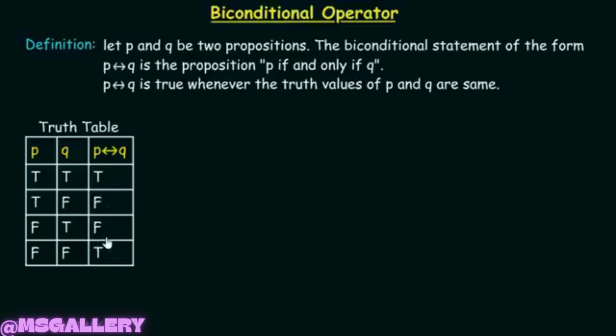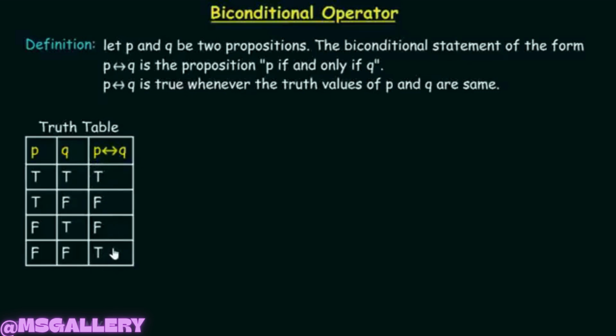Now, why is it the case? Biconditional simply means not only P is sufficient for Q, but P is necessary for Q as well. Therefore, we can say that when P is true, then Q has to be true. And when P is false, then Q has to be false. Similarly, we can also say that when Q is true, then P has to be true. And when Q is false, then P has to be false. That is the reason why only for these two combinations we have the compound proposition true.